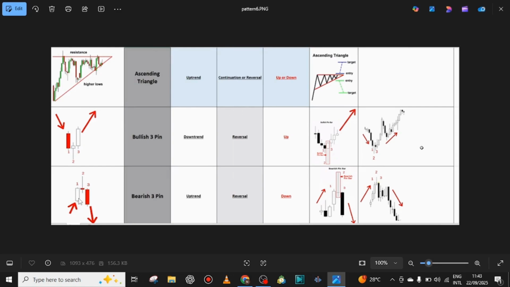The same thing with this bearish stripping formation. We are coming from an uptrend, and the market is changing its direction back to a downtrend.